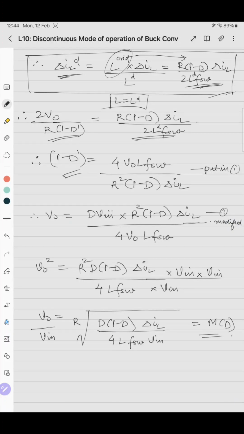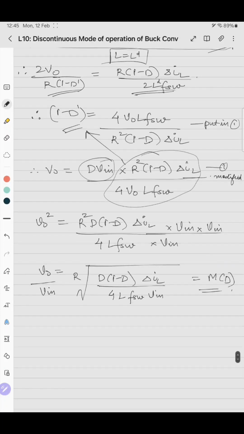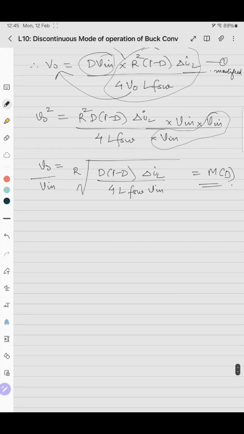So V naught is D V in by 1 minus D dash. So 1 minus D dash is this inverse. This is this. So R square into 1 minus D into delta IL by 4 V naught L F switching. So if we bring V naught here, it will be V naught square equals R square into D into 1 minus D into delta IL into V in by 4 L F switching. Now if we multiply and divide, if we multiply with V in on both sides, we'll get V naught square by V in square, or V naught by V in is the square root of the remaining term.